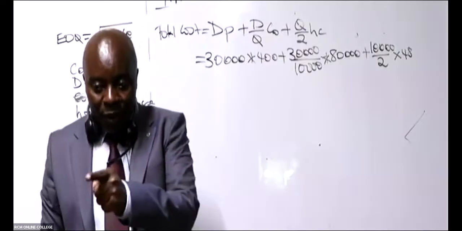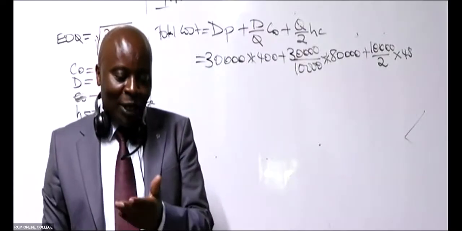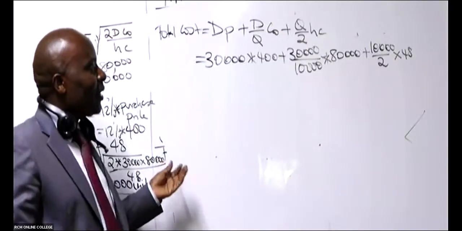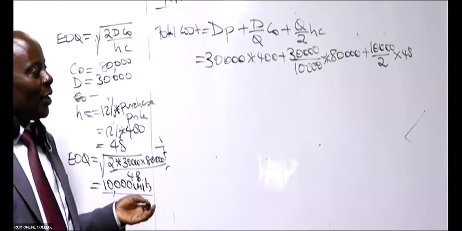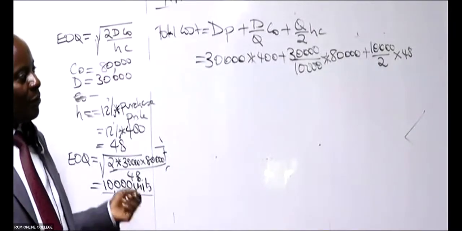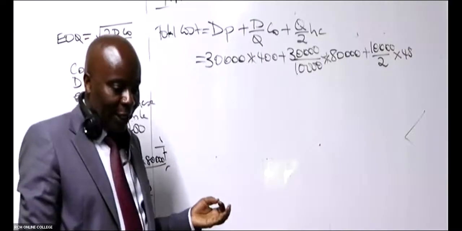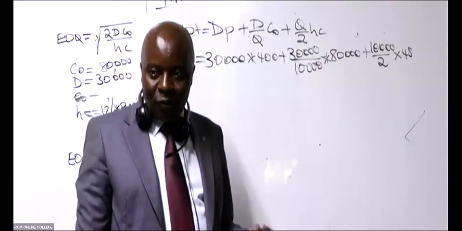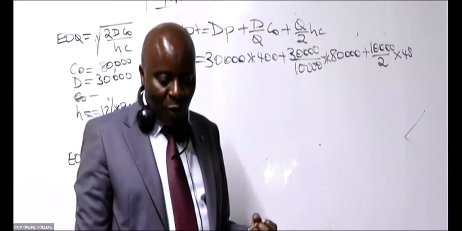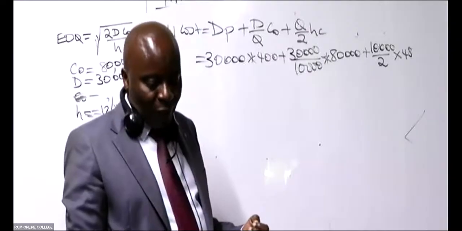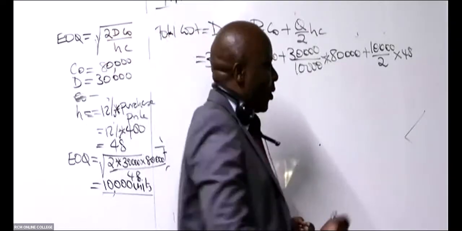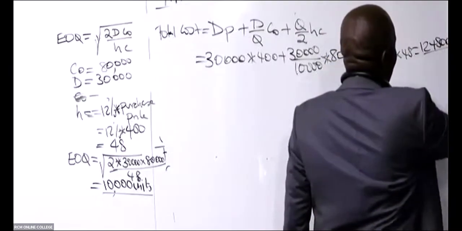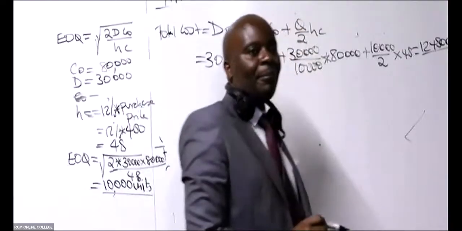So somebody, you're using now your calculator, not your phone. I believe you guys have calculators, right? So you say 30,000 times 400 plus 30,000 divided by 10,000 times 80,000 plus 10,000 divided by 2 times 48. Who will be the very first person to give me the answer here? According to Irene Onyango, she's getting 12 for 80,000. So the physical students, are you able to get the same?